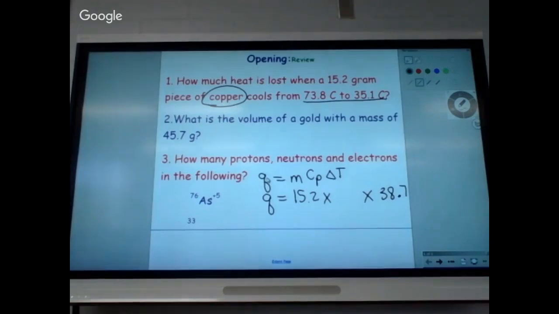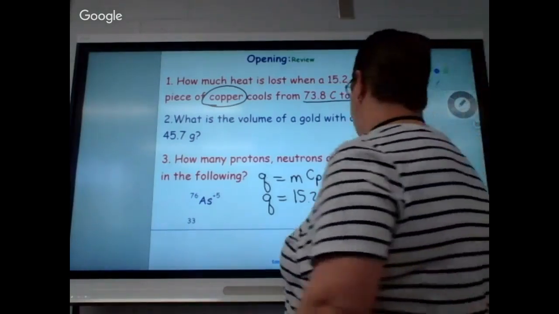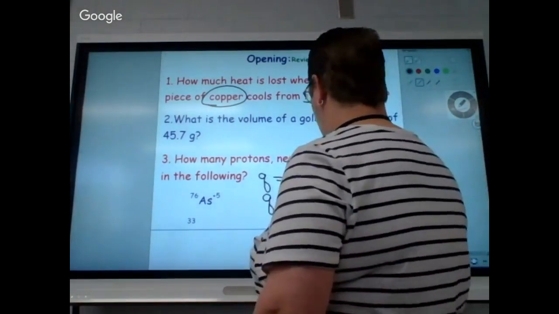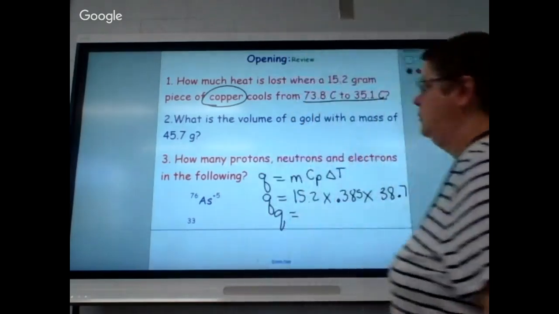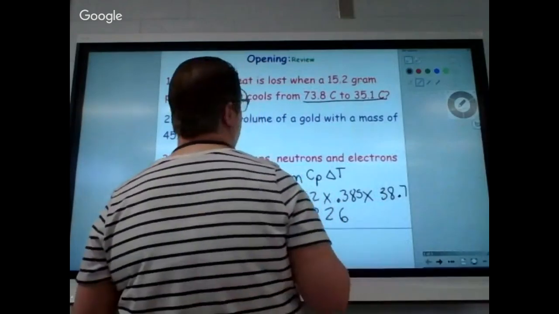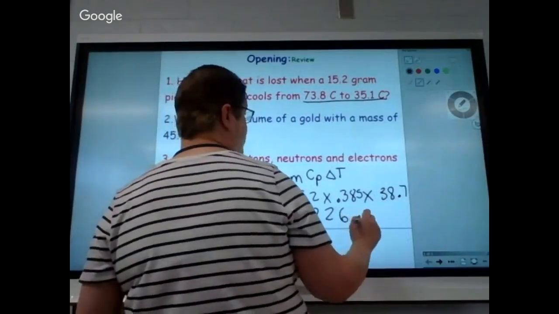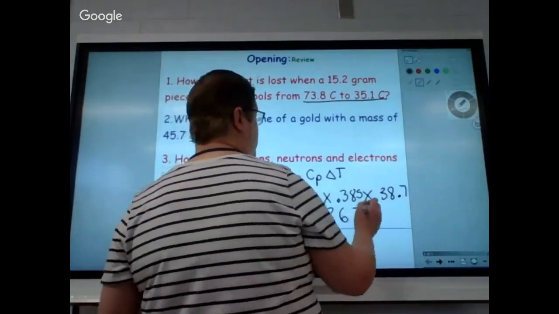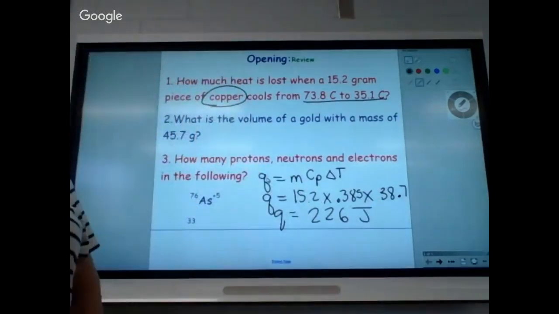All right, so when you look at the question, copper is the element. So look on your orange sheet, find copper specific heat. What is it, 0.385? Yes. All right, 0.385. And then when you calculate Q, what do you get? 226. Because of 3 significant digits. And what unit did you put on it? J for joules. Okay, should have a joule on it. Any questions about that? You remember that?